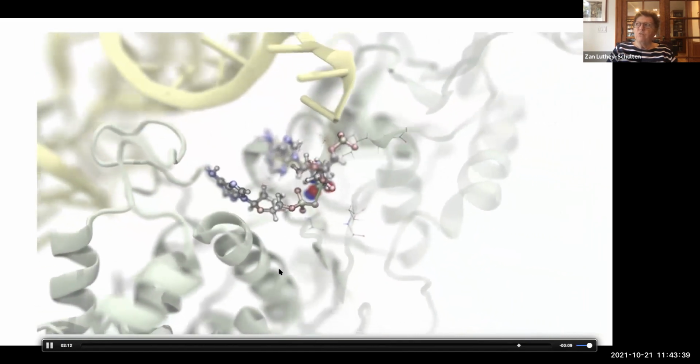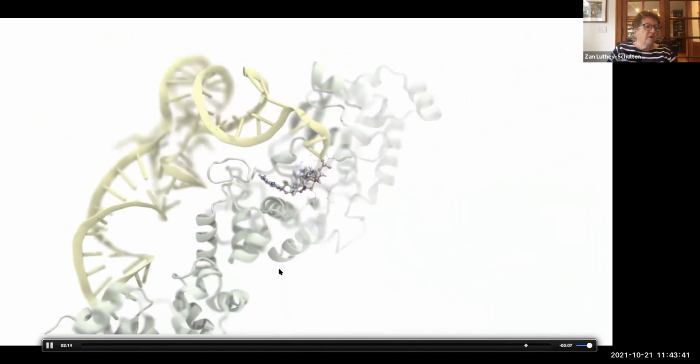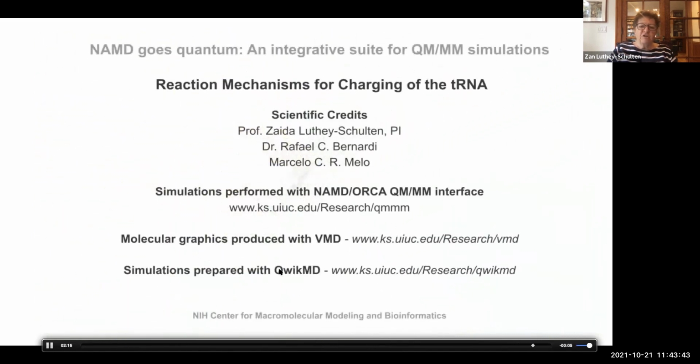Now, I'm pretty sure Rafi will show you a different metabolic reaction, because he's gone on to apply it to many more systems, things that interest him more. He was my postdoc at the time, and Marcelo Mello was a graduate student. This was part of Marcelo's project, to look at the charging of the tRNA. So that's why we focused in on that aspect of it.